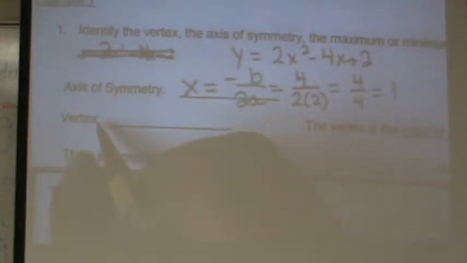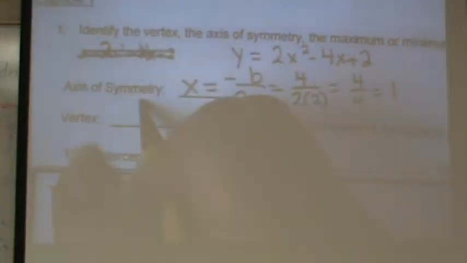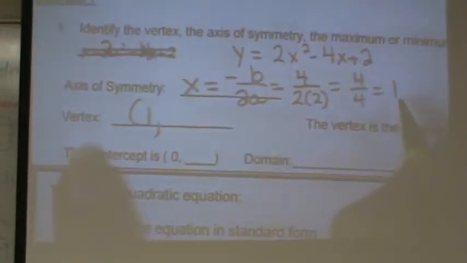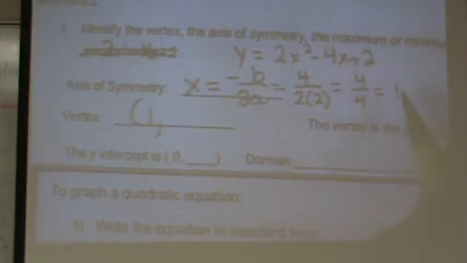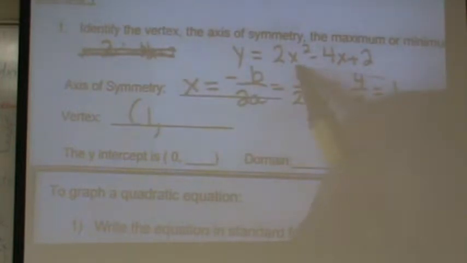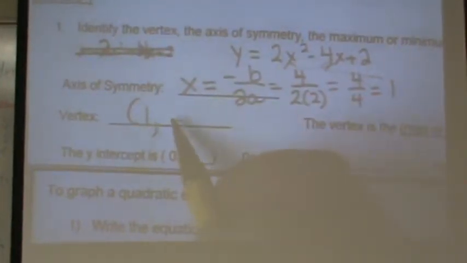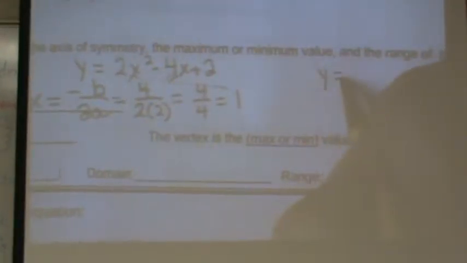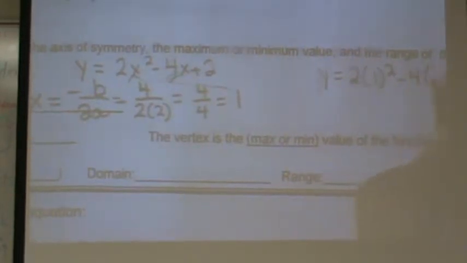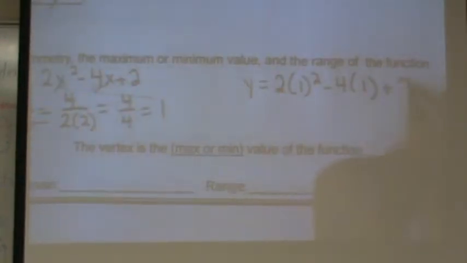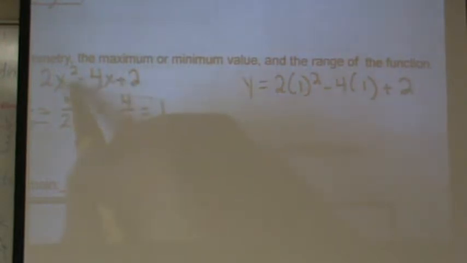Now your vertex is going to be whatever you get here for x, and you put that in for x. Now what we have to do is plug this number into this equation right here, wherever you see x, and find the y value. So doing that off to the side, y is going to be 2 times 1 squared minus 4 times 1 plus 2. Everybody see what I'm doing? I'm plugging 1 in here.